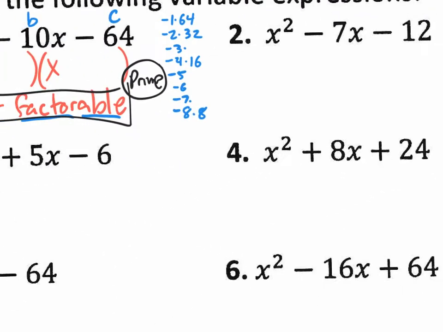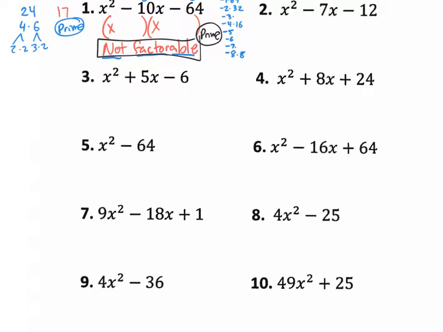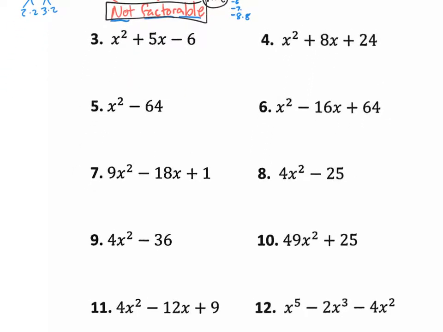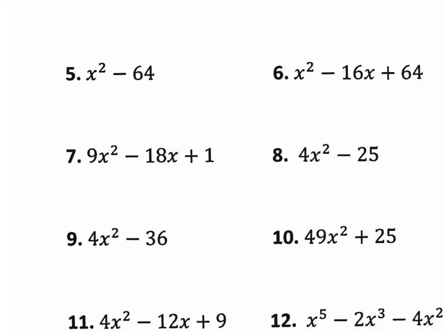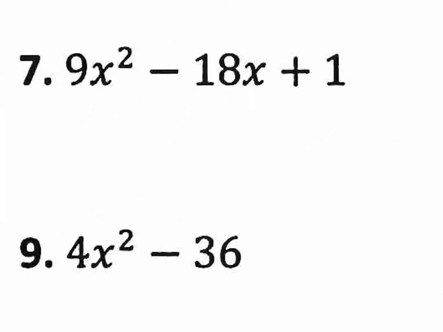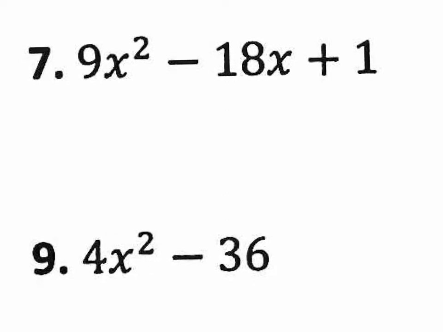So I want you guys to try some of these, go through, do all those. I want to jump around. Let me go to number 7. Why would I go to number 7? What's special about that one? The x squared is not by itself. There's a 9 right in front of it.